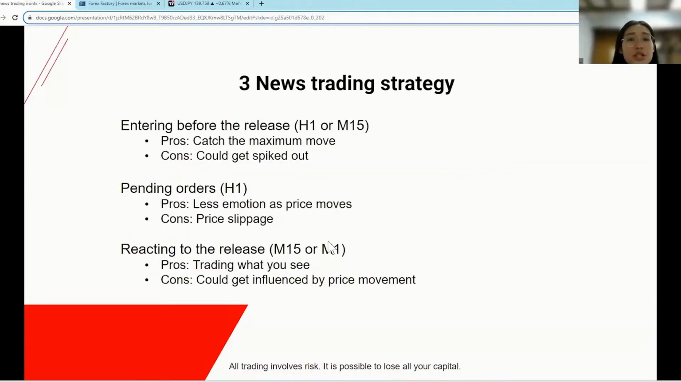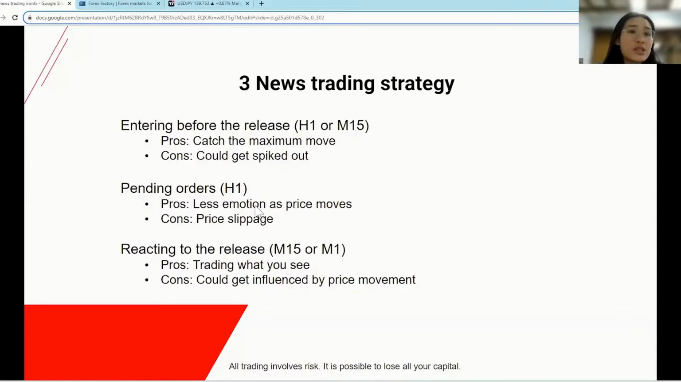Okay, 3 news trading strategies for you guys before we get into looking at our charts for today. Firstly, entering before the release. This would typically be on the shorter time frames, either the H1 or M15. For the pros, you can catch the maximum move. Cons, you could get spiked out immediately if it does the opposite of what you predicted.